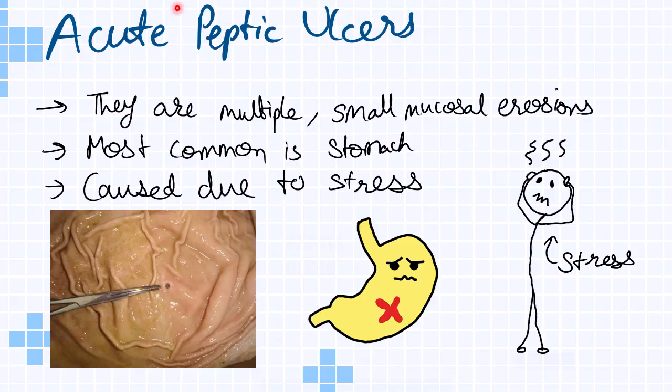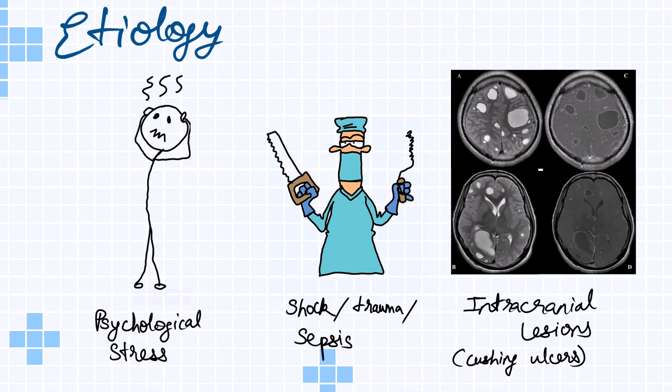Let's see the causes. Several conditions can lead to acute stress ulcers. Psychological stress may contribute, but more important are severe physical stresses. These include major trauma, shock, sepsis, and severe intracranial lesions. Ulcers associated with intracranial lesions are called Cushing ulcers. All of these conditions ultimately damage the protective mechanisms of the gastric mucosa.